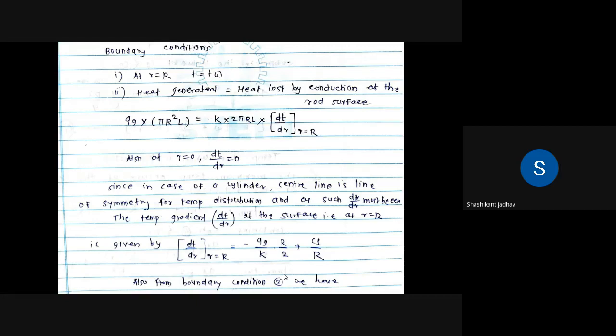Okay, so heat generated is equal to Qg into pi r square L, equal to heat lost by conduction at the rod surface. Rod surface ला किती heat conduction मुळे लॉस होणार आहे. So we know that what is the standard equation, minus k into dt by dx. So minus k into what is the area, that is 2 pi RL. 2 pi RL is area, and temperature change with respect to radius, that is dt by dr at small r is equal to capital R, because we have to calculate the value at the rod surface.